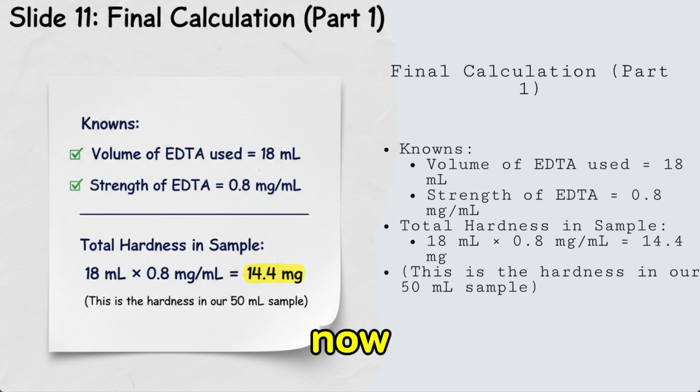Final calculation. Now we just need to calculate the hardness. We know that 1 milliliter of our EDTA solution is equivalent to 0.8 milligrams of CaCO3 hardness. And we used 18 milliliters of EDTA to neutralize our 50 milliliter water sample. So, our 50 milliliter sample contains a total of 14.4 milligrams of hardness expressed in terms of calcium carbonate.